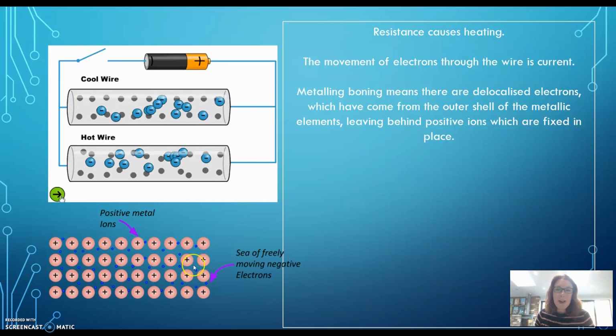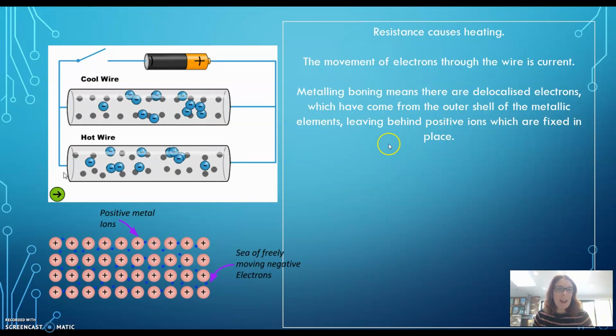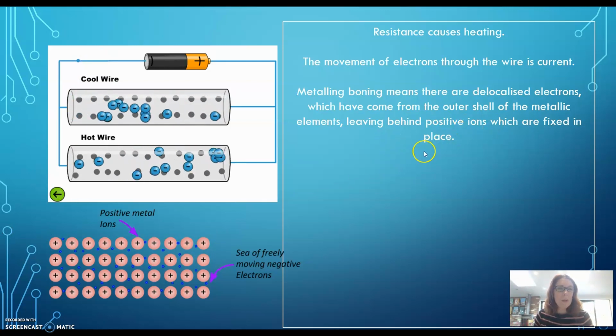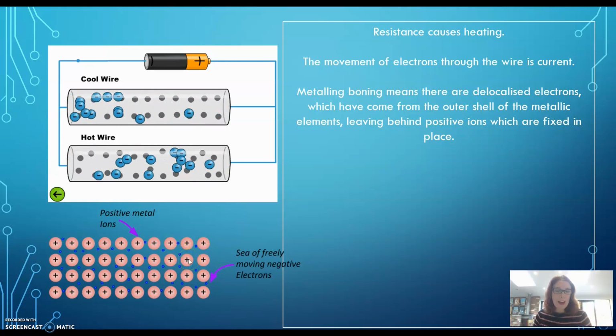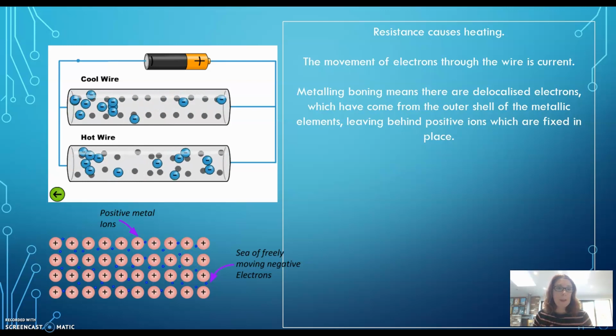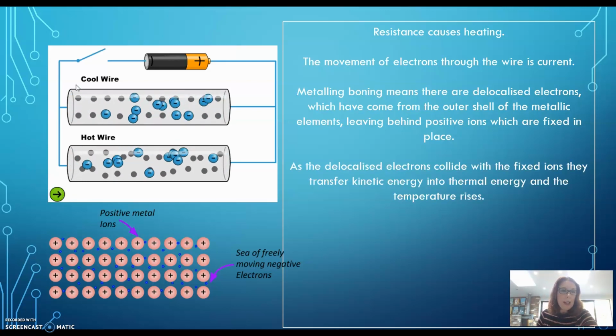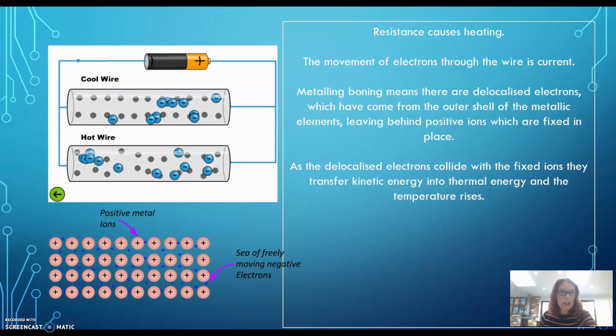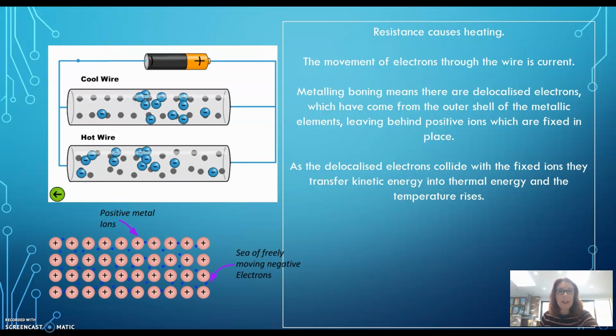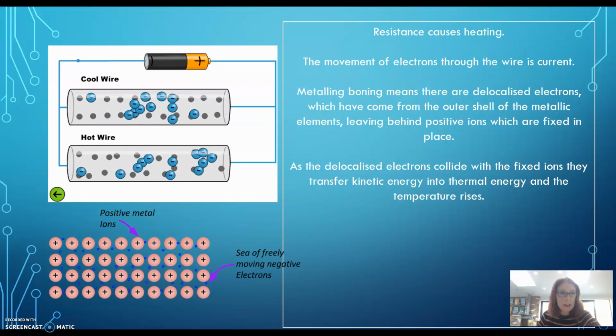So when you remove these outer electrons, they leave behind the positive ions, which are fixed in place here. So they can vibrate, but they can't move position. Then when the delocalized electrons collide with the fixed ions, they transfer kinetic energy into thermal energy, and the temperature of the wire then increases. Okay.